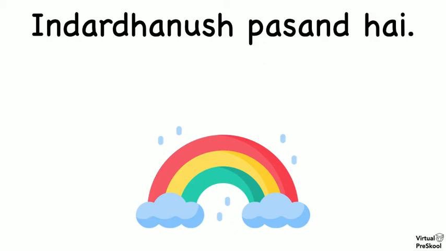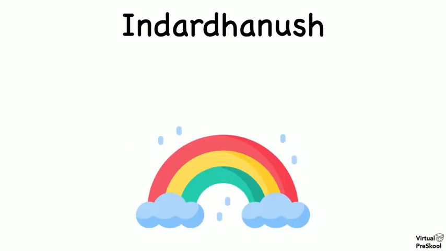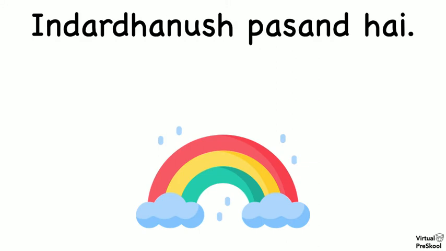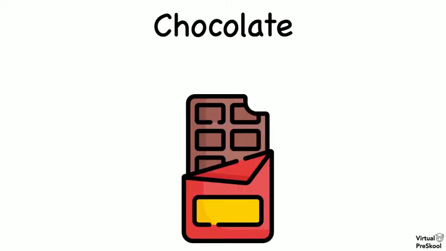Now, if it's too hard to try to remember all of these words at the same time, because it's a lot to remember, Indar Dhanush is rainbow and pasand hai, then just replace the word rainbow or the object you're describing with the English word. So let's go back and do this one again. Instead of saying Indar Dhanush, let's just do rainbow, okay? Let's make it easier. How would you say like rainbow? What was the phrase for to like? Pasand hai. So now how would we put it together to say like rainbow? Rainbow pasand hai.